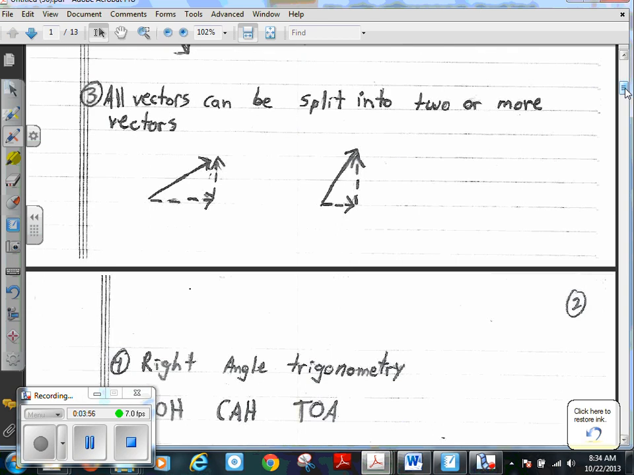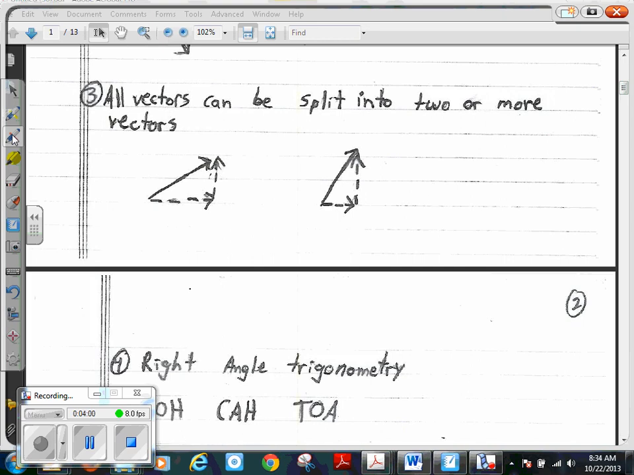And this point right here is very important. All vectors can be split into two or more vectors. And the reason why we want to do that is so we can make a right triangle. Okay?